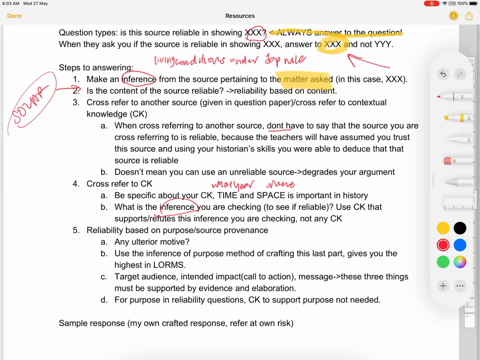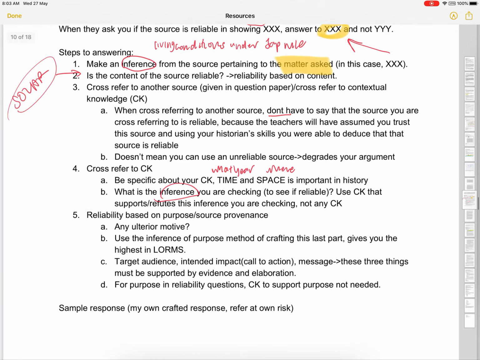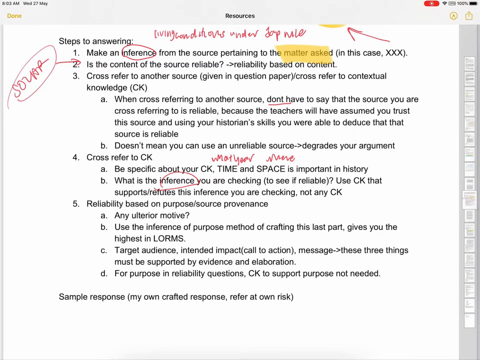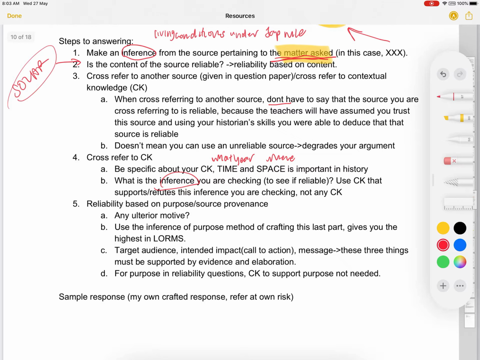Now, how do you answer this? Firstly, make an inference based on the source, and you can check out my previous video on how to make inferences or how to answer inference questions. And you must always keep in mind you have to answer pertaining to the matter asked. And then after that, you do a reliability evaluation based on the source's content.